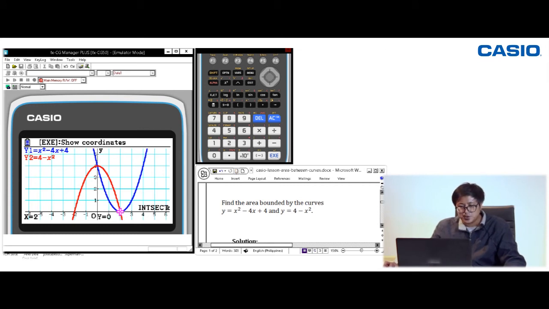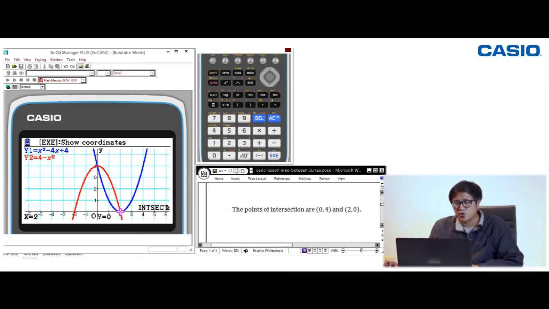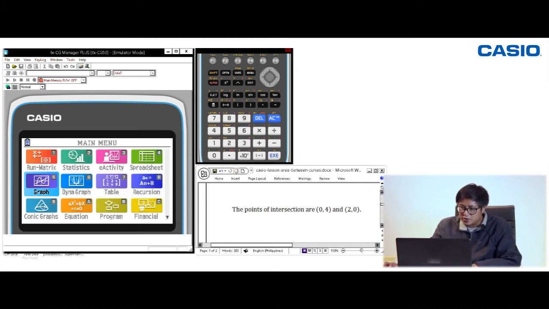Then the one at top is 4 minus x squared and the one below is x squared minus 4x plus 4. Again, the solution, I've already written it. The points of intersection are (0, 4) and (2, 0). And remember that 4 minus x squared is at the top and x squared minus 4x plus 4 is the one below the other. So setting up the integral, let's go to the run matrix mode of the calculator.